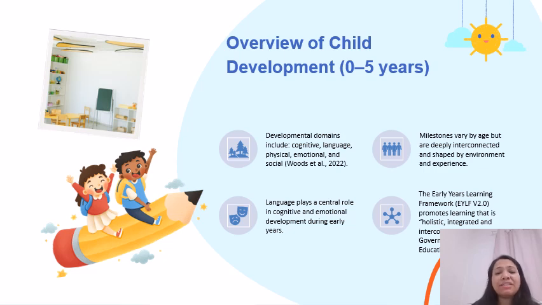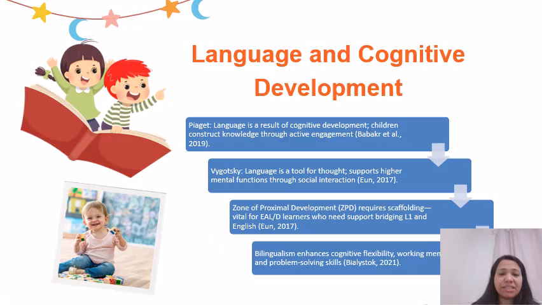Overview of child development. Here we can see that the developmental domains include the cognitive, language, physical, emotional, and social as well. Milestones may vary by age, but are deeply interconnected and shaped by the environment in which we are living. Language plays a critical and central role in cognitive and developmental growth during these early years. EYLF, the Early Years Learning Framework version 2.0, promotes language as holistic, integrated, and interconnected.